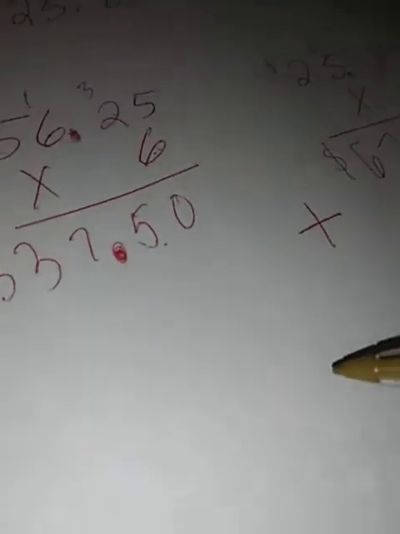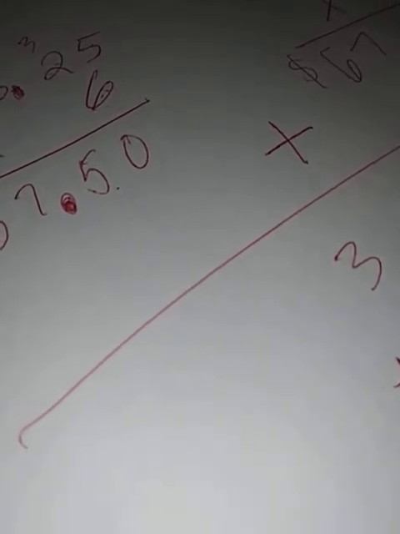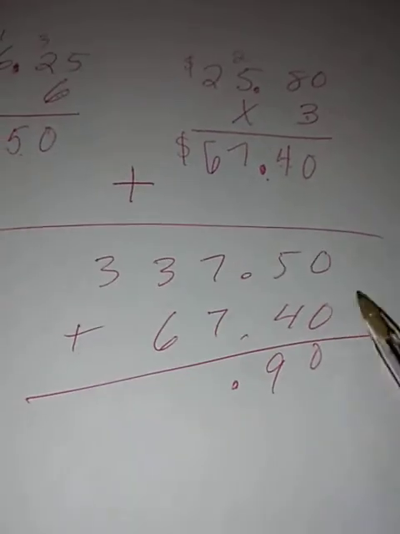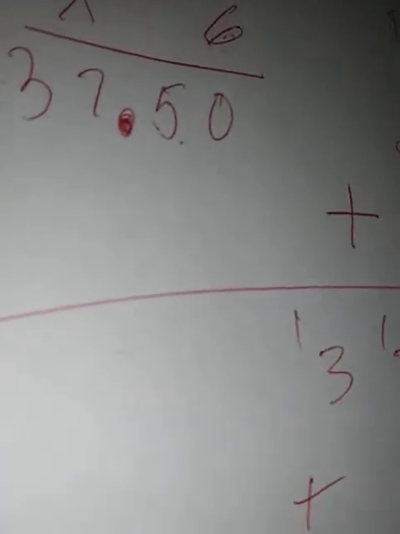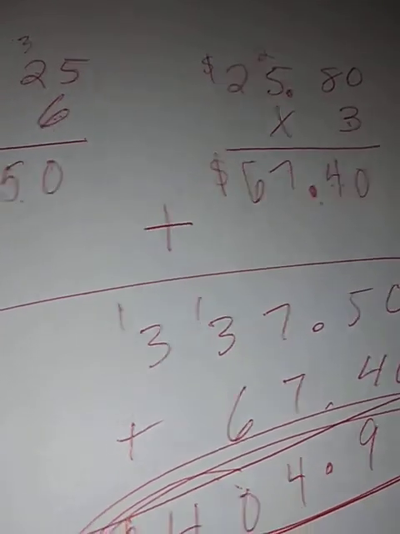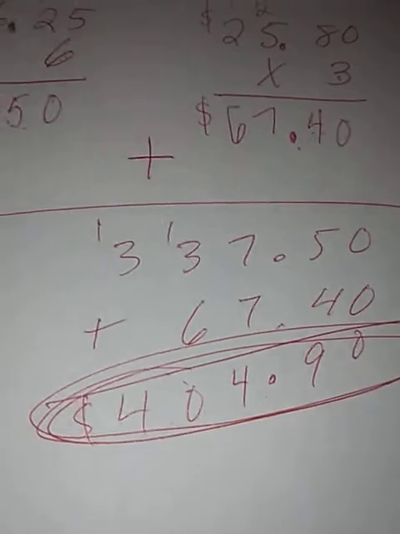So let's do that. I'm going to set it up a little bit differently. I'm going to just go like this. 33750 plus 6740. So see if you can do this before me. 0, 9, 7 and 7 is 14, carry the 1, 0, carry the 1, 4. So this total that he made selling his paintings at this art show was $404.90. Not bad.